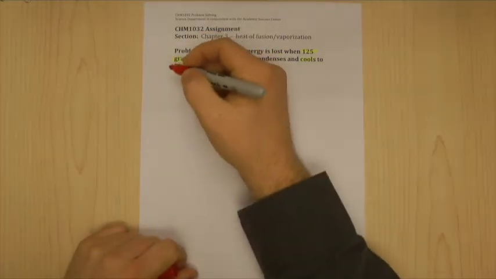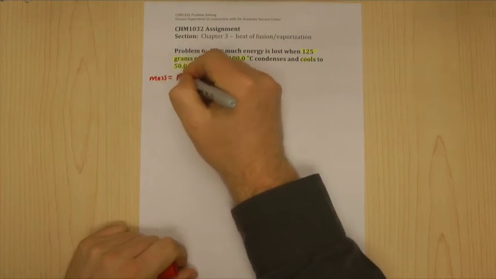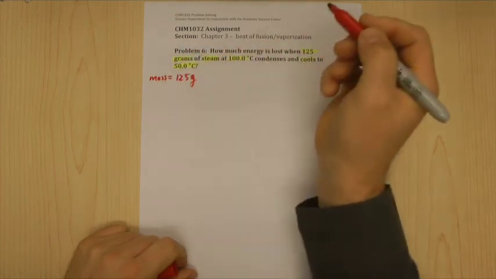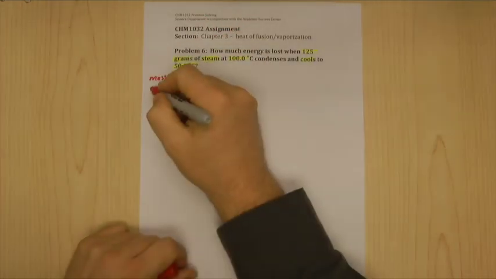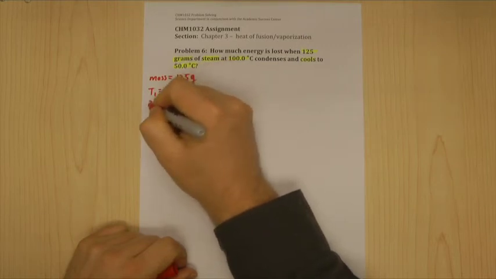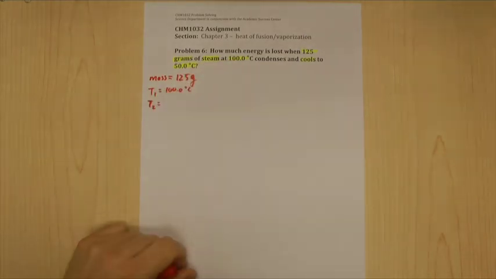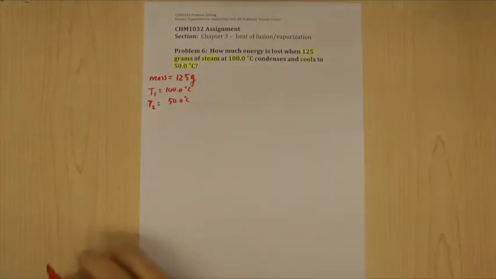Let's write down what we need to know here. Mass equals 125 grams. We got temperatures, T1 is 100.0, T2 equals 50.0. All right, so there's some important information, but now we got to be really careful here, guys.